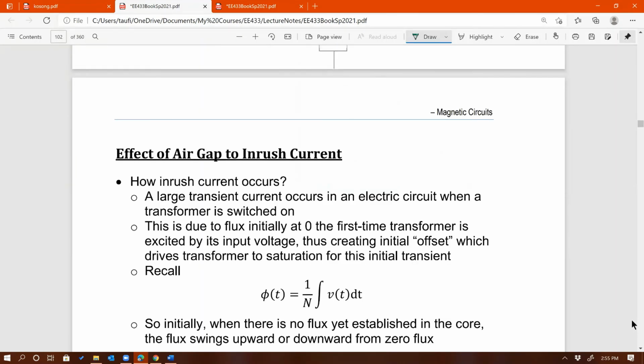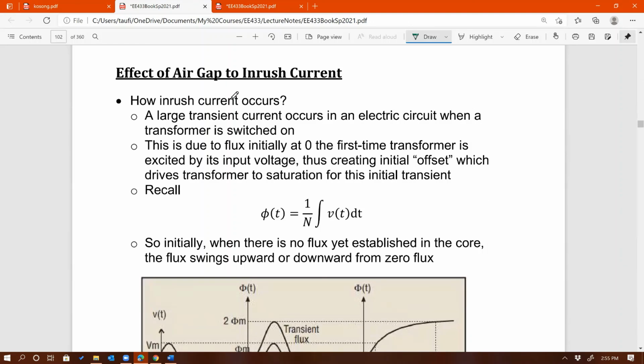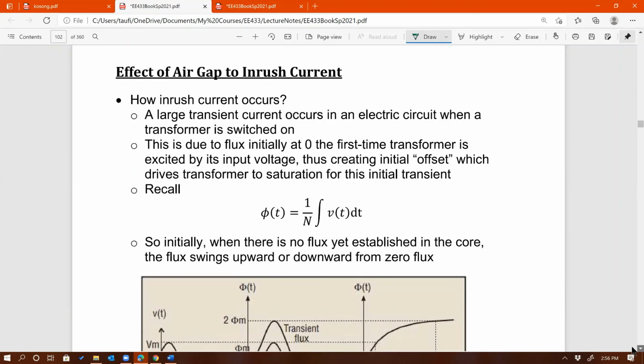Okay, I have 5 more minutes. In this last 5 minutes, I want to talk about inrush current. This is another advantage of having an air gap. We've talked about several advantages already. Another advantage is that with an air gap, you can reduce the amount of inrush current. When you first turn on the power, current will go through this winding, and at the very beginning you're going to get inrush current. Why? Because flux has not been established yet. Initially, that's actually the best case. There's actually a worst case.